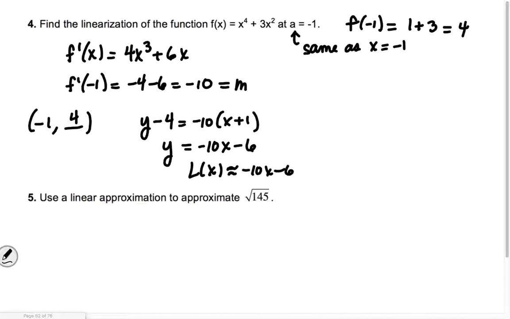Does it matter if we use uppercase or lowercase l? Not for L's, but it does for F's.